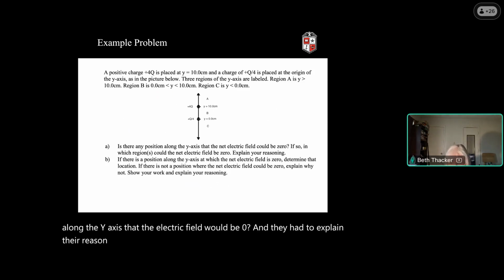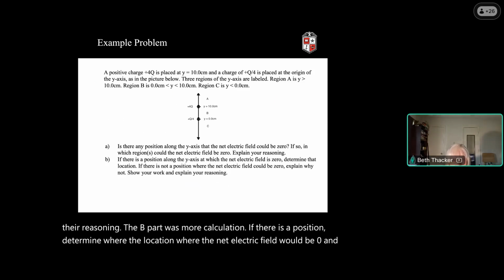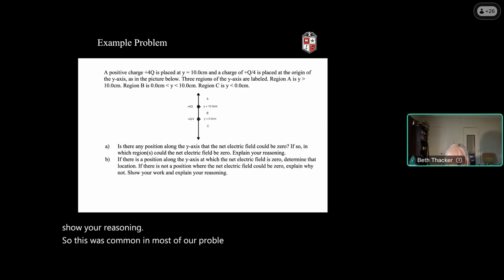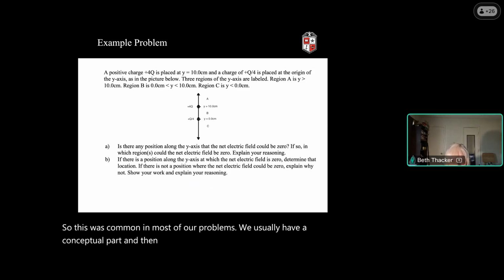The B part was more calculation. If there is a position, determine the location where the net electric field would be 0 and show your reasoning. This was common in most of our problems. We usually have a conceptual part and then a more quantitative part.